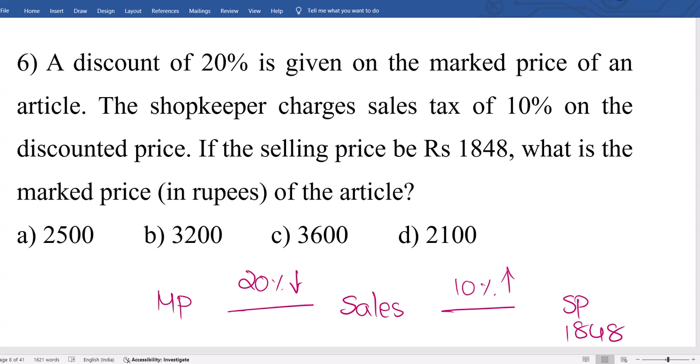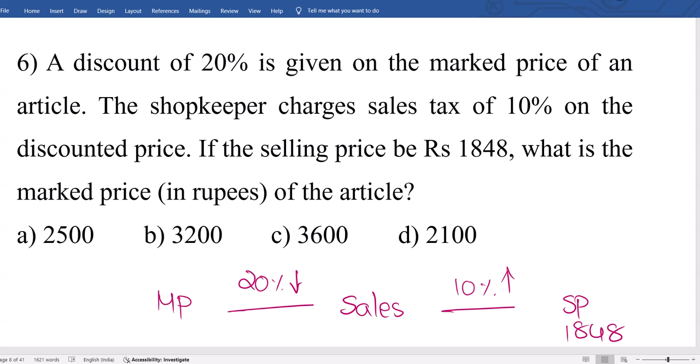Taxes are on the selling price, the sales price. So the marked price is something, a discount is given, fine. Then you have to sell it for sales, and before doing sales, they're charging 10% tax. Let us say, I'm also sending some questions for different vendors. Let us say they need to pay 10,000 for me.